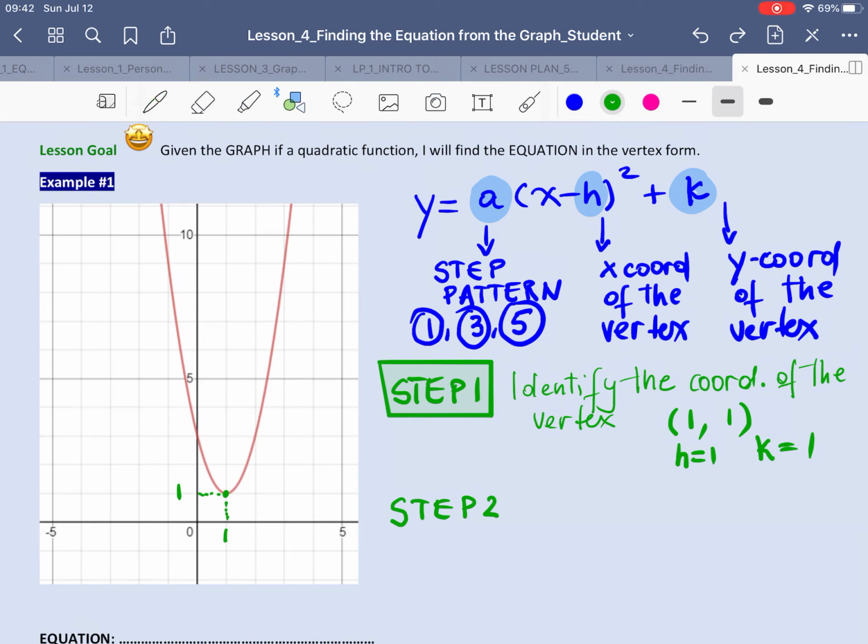To identify the coefficient a, I start from the vertex, and I check and see what the step pattern is. The way we identify the step pattern is this. Starting from the vertex, we always move over 1. You can move over 1 from the right or from the left, either or. And then you move vertically until you hit the next point on the graph of the parabola. To go to the next point right here, I had to go 2 units. So I would say that I had to move over 1 up 2.